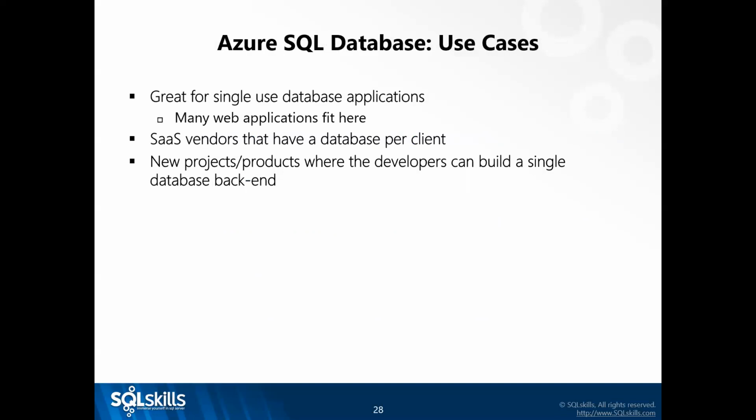So what are use cases for this? Brand new applications, web applications needs a database. You want it to be able to scale up, scale down, be globally redundant and available. I mean, it's great. Your SaaS vendors where you have a database per client, that's really what this was built for. And then there's new projects where you can build your application to point to a single database and maybe leverage multiple schemas instead of multiple databases.